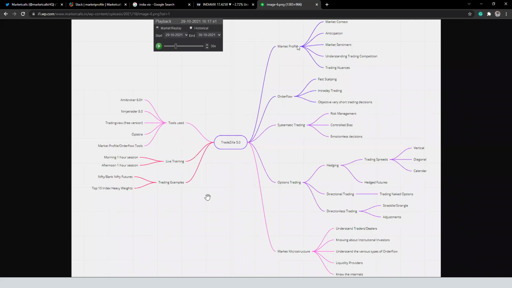And all those techniques have been developed over the years. Nothing came overnight. So I've been watching market profile in Nifty, Bank Nifty, and also most of the top 10 Nifty counters. Over a period of time, we developed this framework. And then a little bit of systematic trading. We also have a mix of indicators. We don't use indicators as a double confirmation. We use indicators as a supportive study, right?